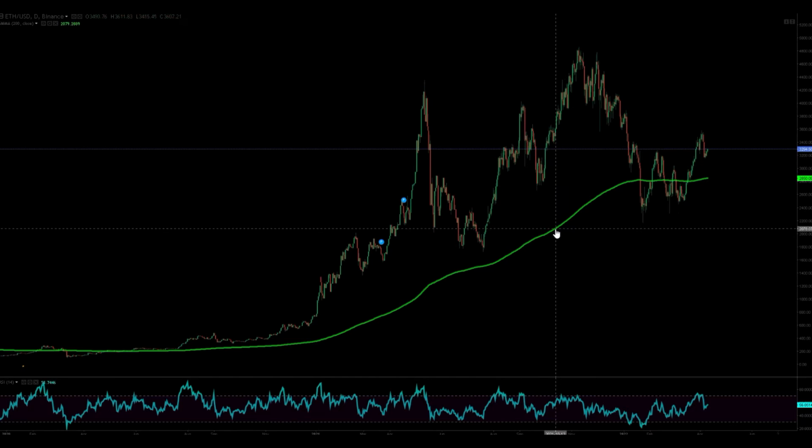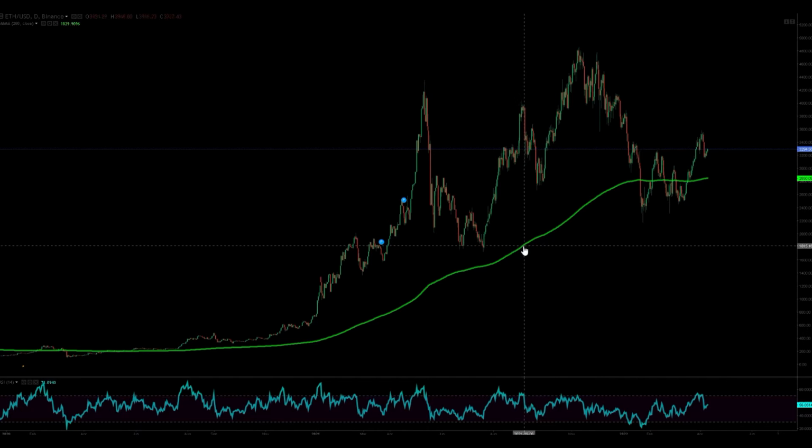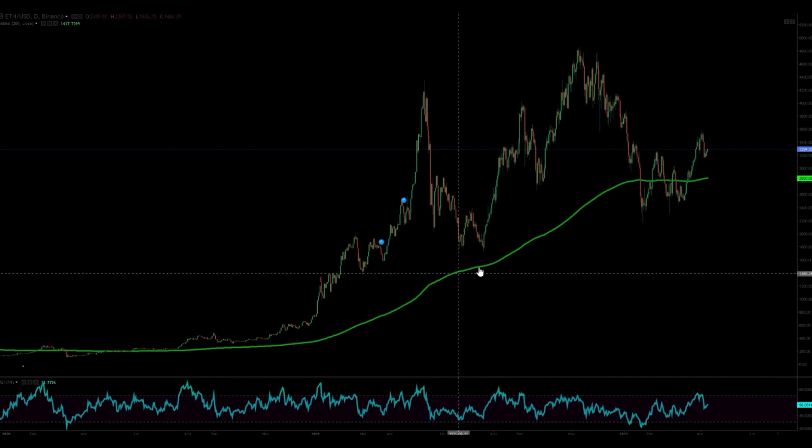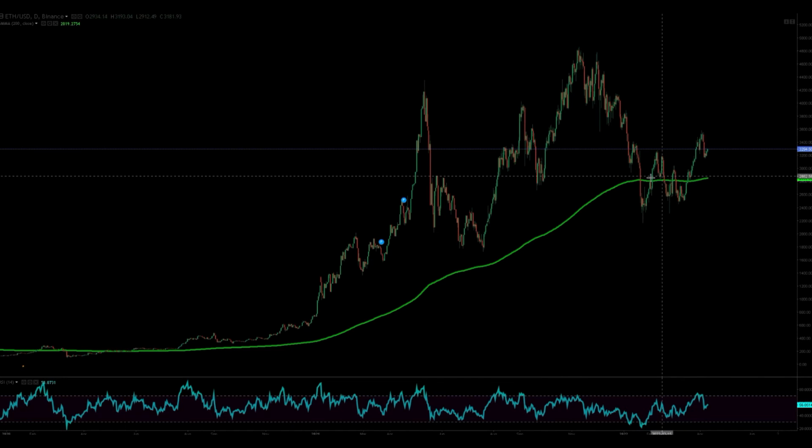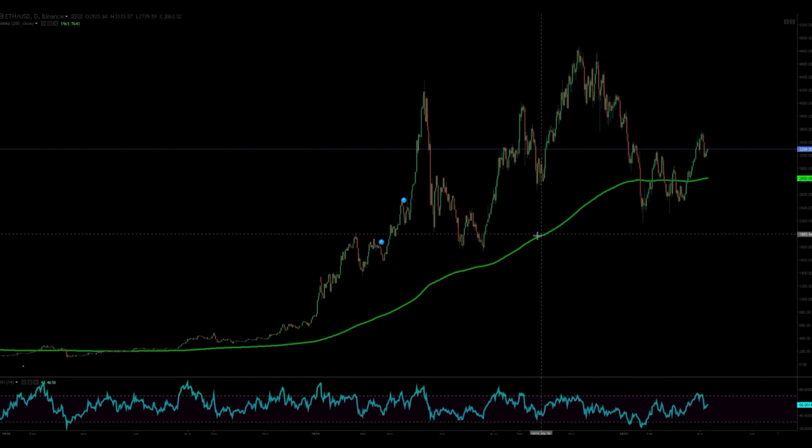You can see this green line. What is this? So this is the 200 period smooth moving average. This shows me the long term trend of what has happened. As you can see, it is an upward line. So basically we are in an upward trend right now.